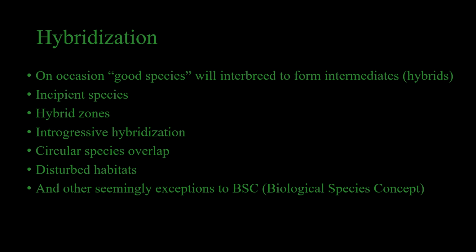Sometimes we see introgressive hybridization, where traits from one population will pass through the hybrid zone and arise in individuals away from the hybrid zone in the other species. We see circular species overlap, like the seagull populations around the northern hemisphere. And we often see hybridization in disturbed habitats. I guess that's the idea that the niche dimensions were maintained in the old growth forest, but when the habitat is disturbed, that breaks down. So there are many seeming exceptions to the biological species concept that we see in nature.